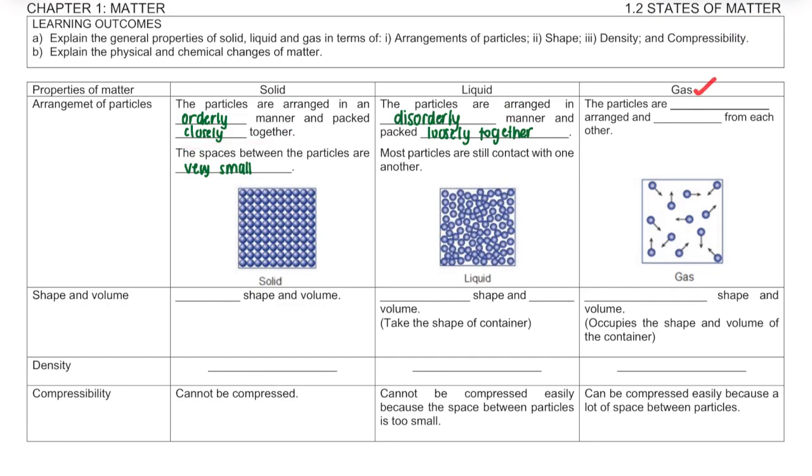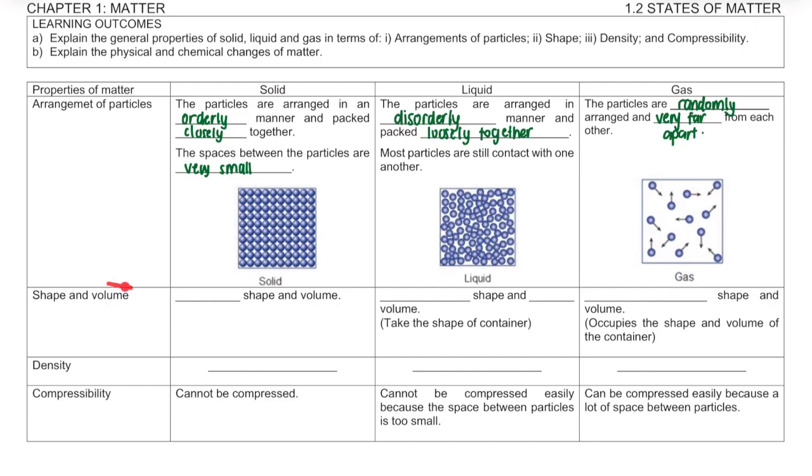For gas, the particles are randomly arranged and are very far apart from each other. So this is in terms of arrangement of particles. If the question asks for the arrangement, you could draw and you could also use the explanation. So that is for the arrangement of particles.